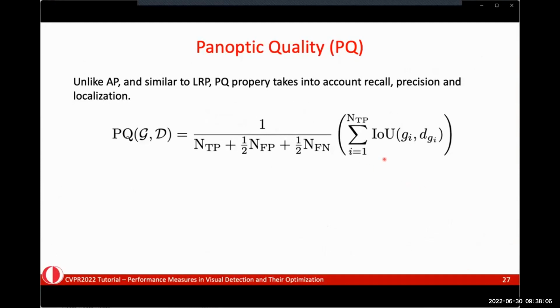So let's look at this expression for panoptic quality. As the localization quality, which is intersection over union here, denoted by IOU, increases, the PQ will increase. And as the number of errors, like the number of false positives and false negatives, increases, PQ will decrease accordingly.